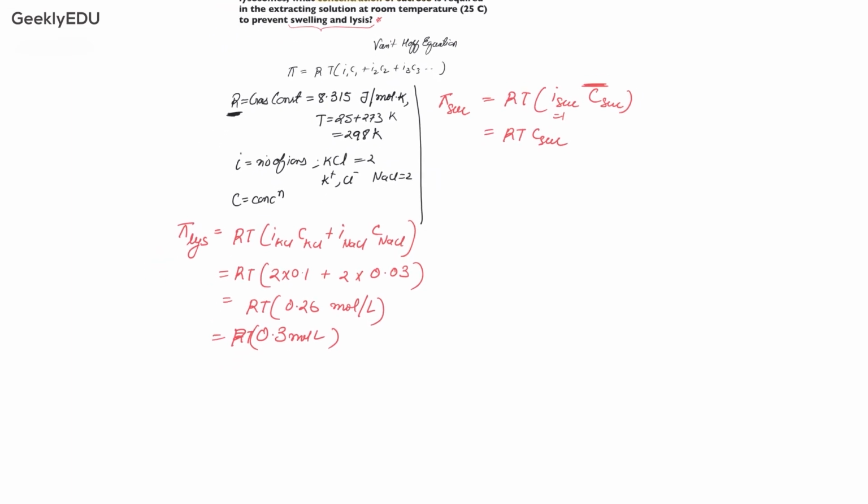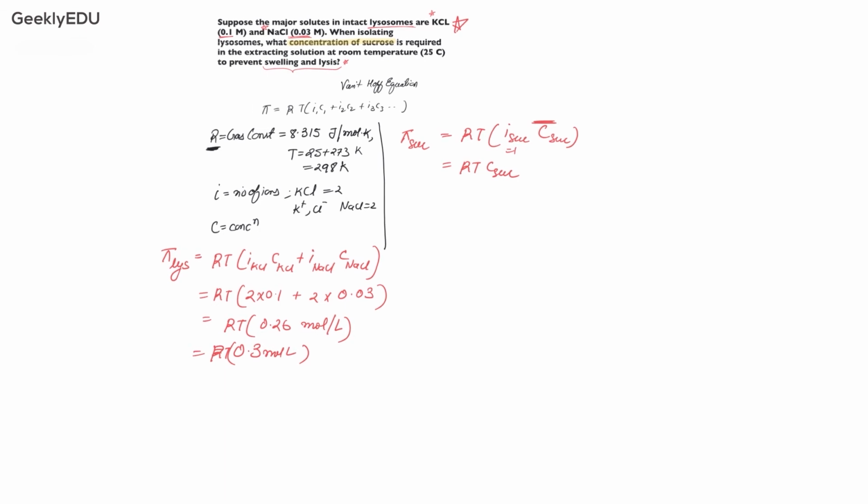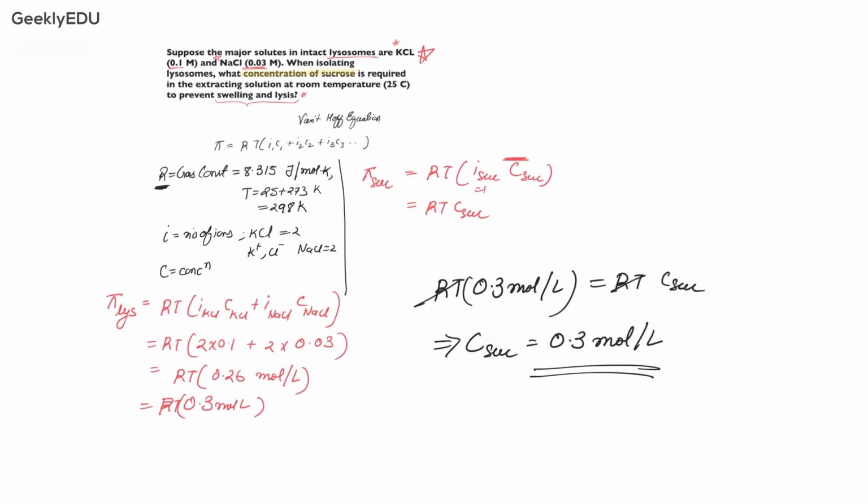Now, where does that leave us? That leaves us with the equation RT times 0.3 mole per liter equals RT times C sucrose, right? This implies the concentration of sucrose should be 0.3 mole per liter, so that we are able to isolate the lysosomes without any swelling and lysis.